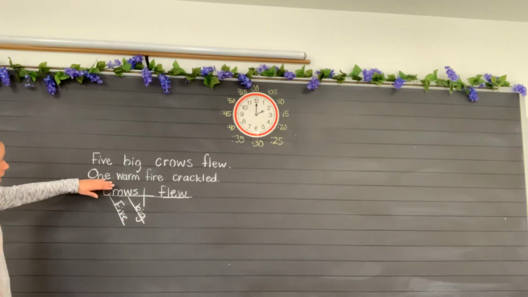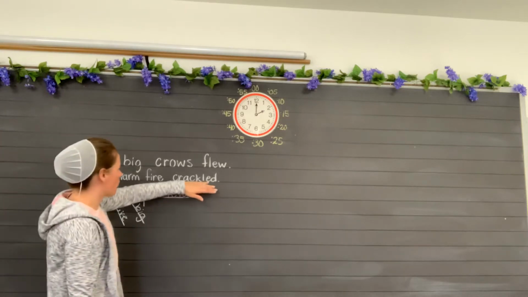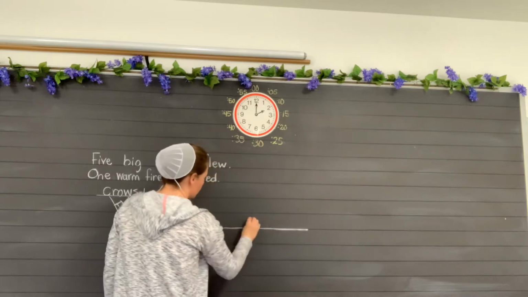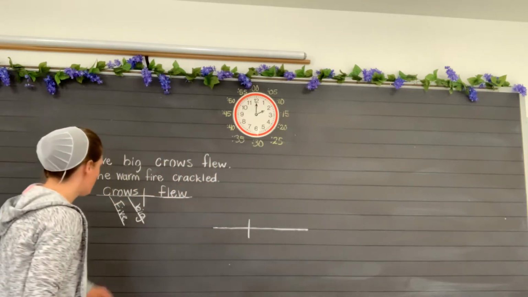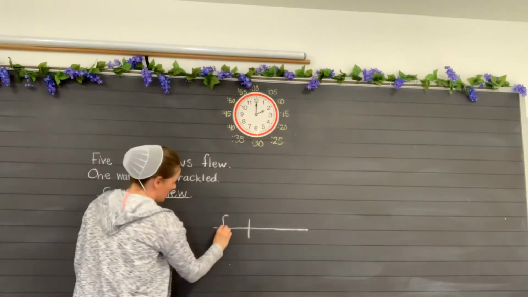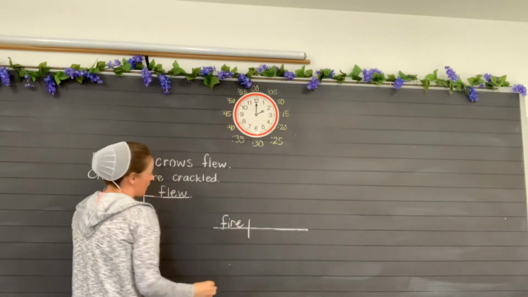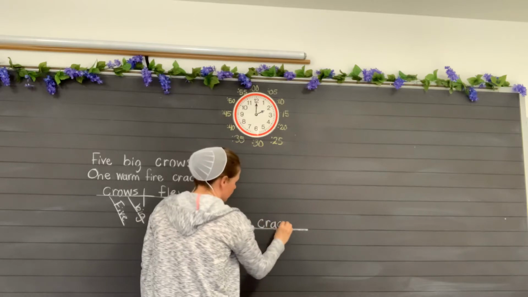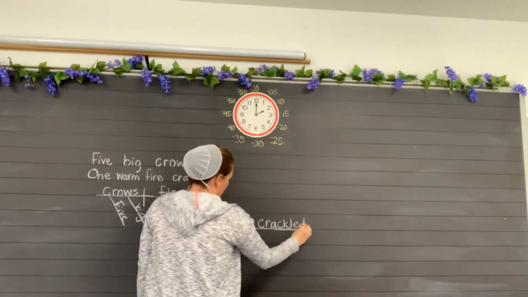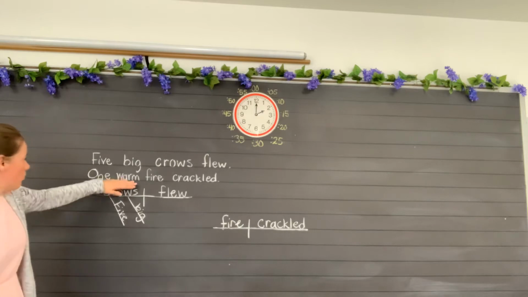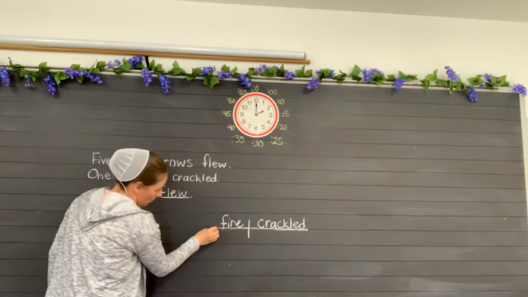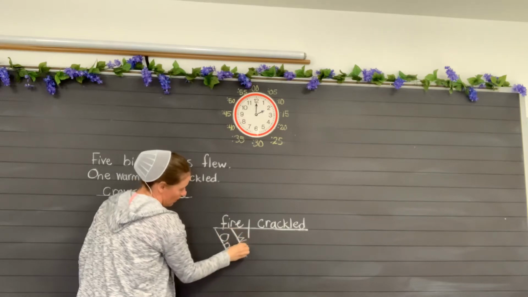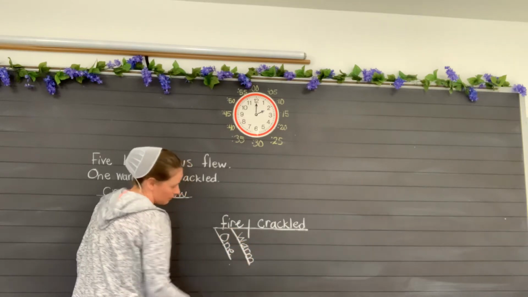Okay, and then we have the sentence, one warm fire crackled. So let's put that over here. So we have fire as your noun. It names a thing. And what did the fire do? It crackled. So we'll put crackled right here. So then one and warm describe fire. So we'll put one and warm underneath fire. Okay.